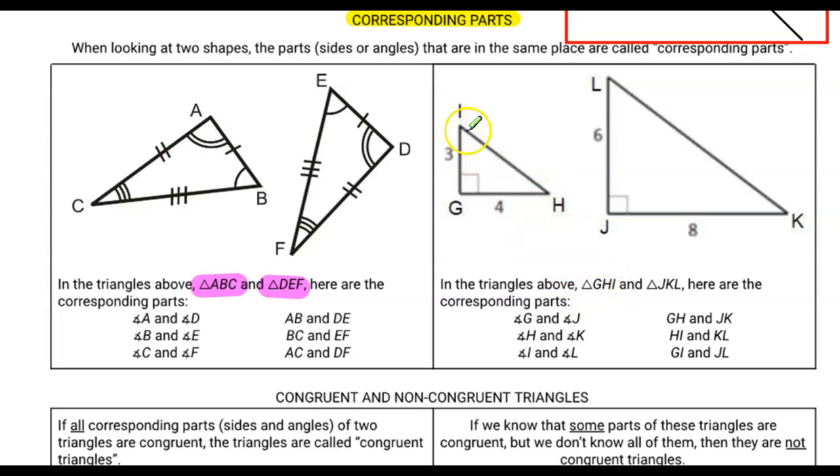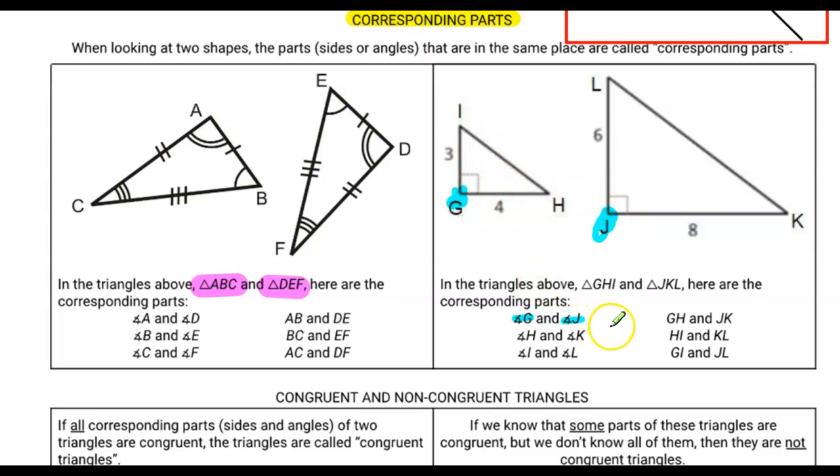In these triangles, this is triangle GHI and this is triangle JKL. They're both right triangles, so we can identify where the corresponding parts are without necessarily thinking that they're congruent. For example, angle G and angle J. Here's G and here's J.